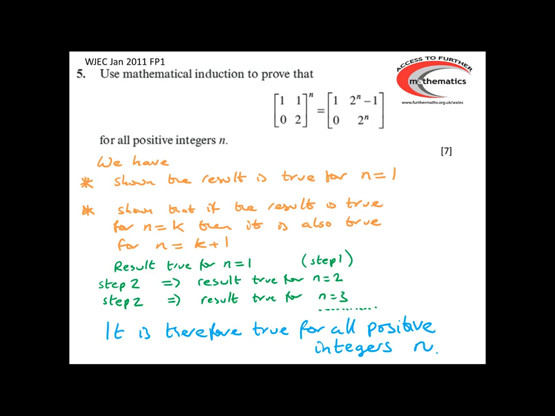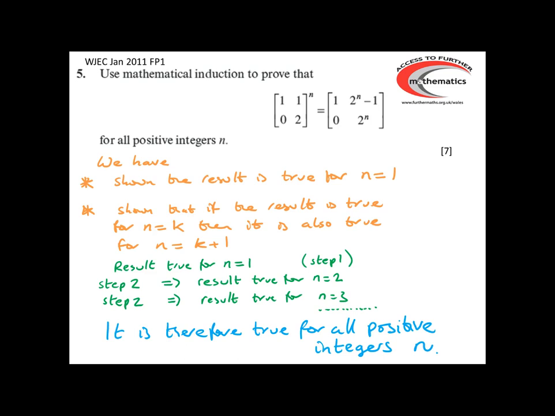In terms of the mark scheme for this question, there would be 1 mark for showing that the result is true for n equals 1. There would then be 5 marks for the working associated with step 2, for deducing that if the result is true for n equals k, then it is also true for n equals k plus 1. And then the final 7th mark for the question would be for making it clear why the two steps, step 1 and step 2, actually means that the proof is valid for all positive integers n.